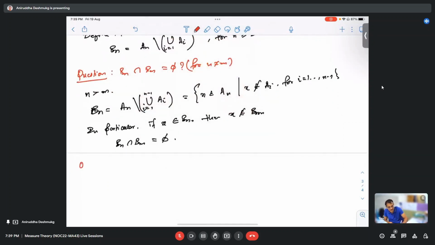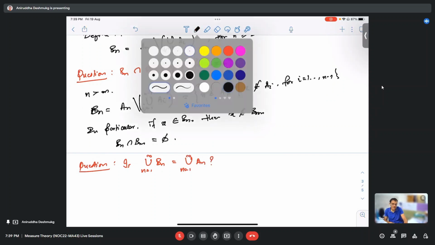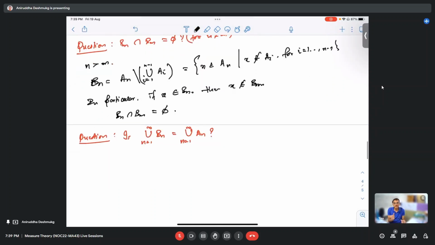Now the next question is whether the union is still the same. Is the union of the Bn's equal to the union of the An's? So how do you prove that two sets are equal? You have to prove that each of them is a subset of the other. Now which way is easy?